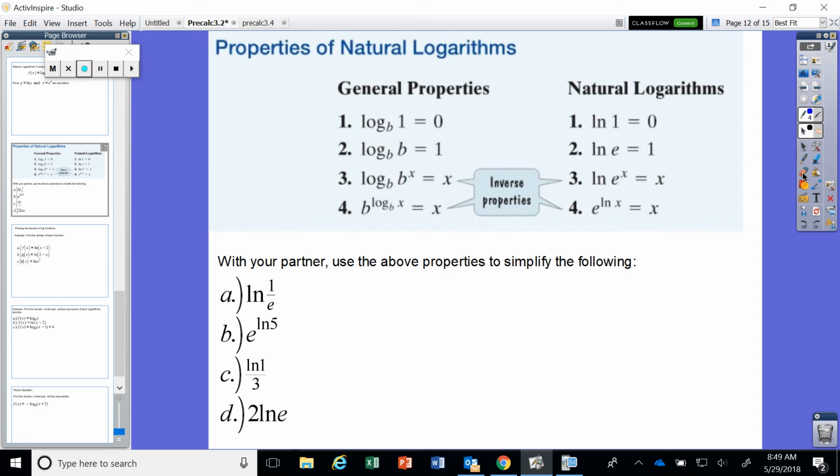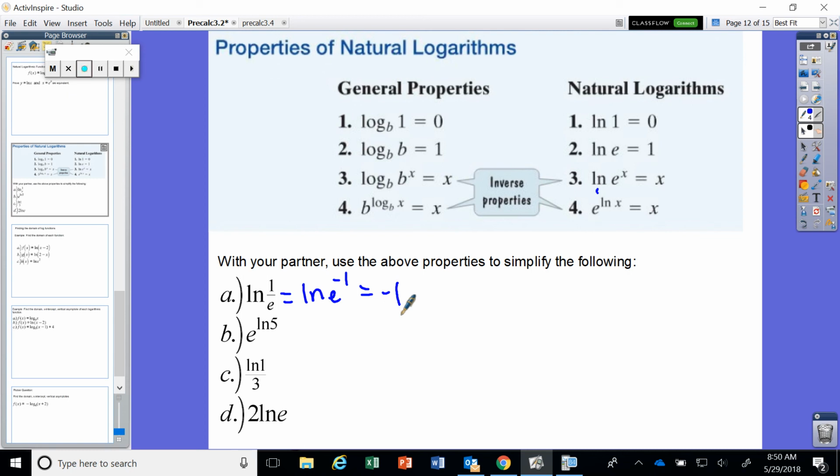All right, so hopefully y'all come up with some similar things. The natural log of 1 over e, well, we all agree this is the same thing as saying the natural log of e to the negative first power. Well, according to our properties, log base e to some power will equal said power. All right, inverse property in play.